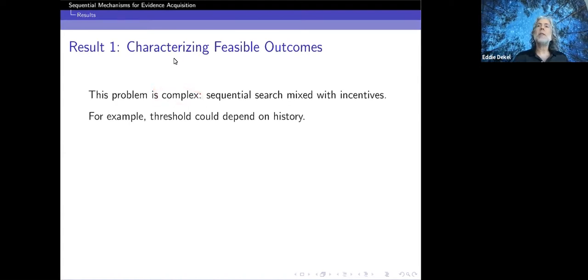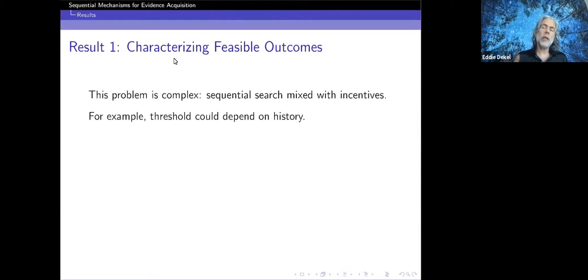To be honest, at first we started with a much more complicated problem, thinking this one would be too simple. Having not been able to solve the complicated one, we turned to this one and discovered that this one is pretty complicated in itself, because there's both a sequential search problem and an incentive problem combined. Because you want to incentivize the agents to get the information, and you're searching among them.